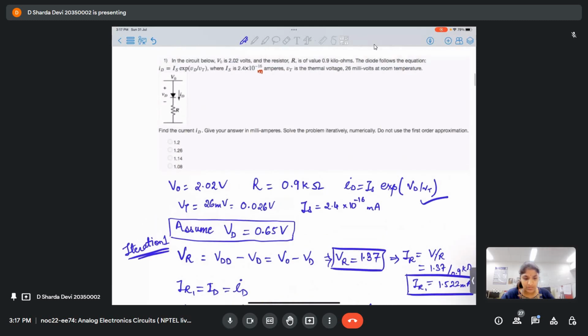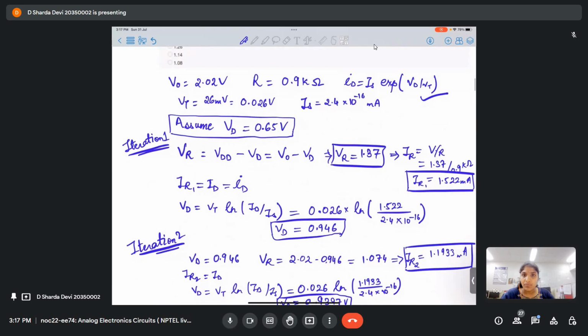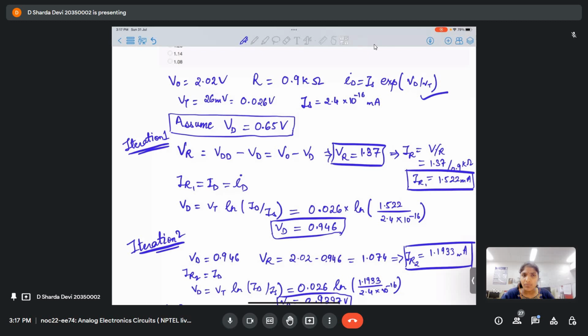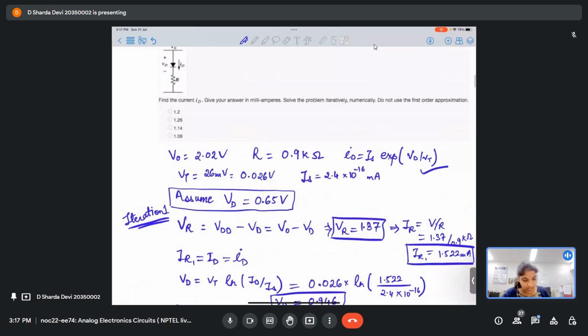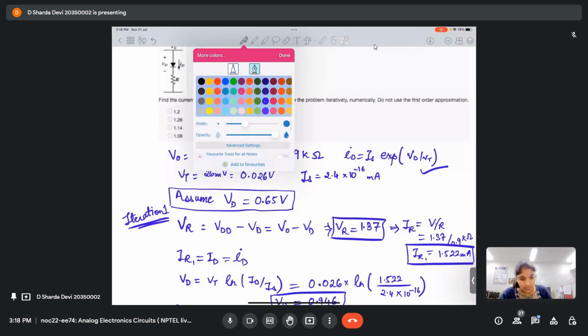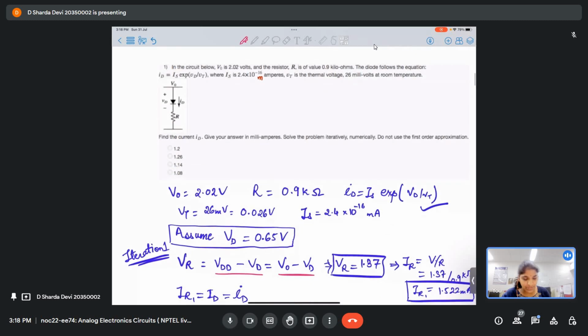Yes, VS by VT. VO 2.02, this is already given. Then 2.04, and current ID. You already have every parameter given. How can you find VT? Where is the VT? So it's basically V naught. Here VDD, we generally call battery voltage as VDD. That's a convention. I've again mentioned it as V naught as well.